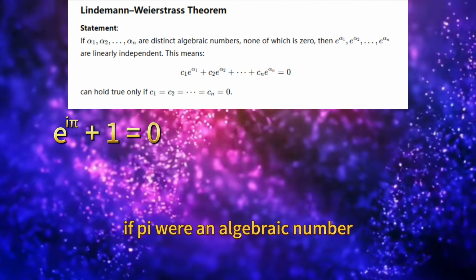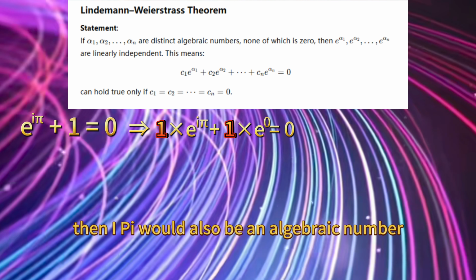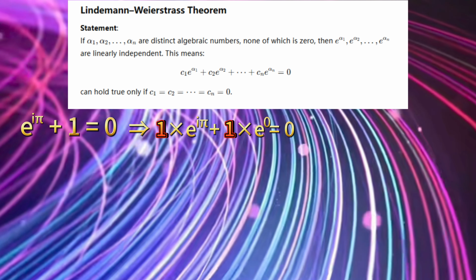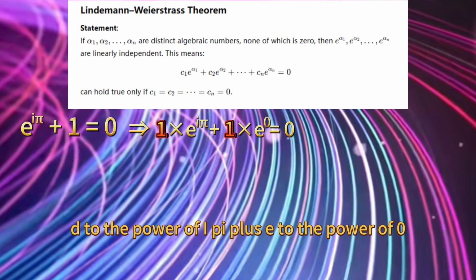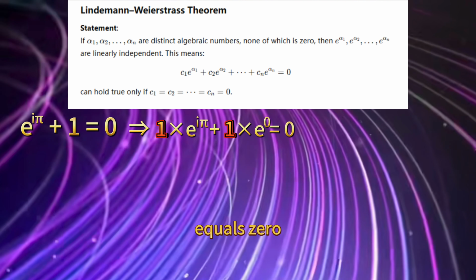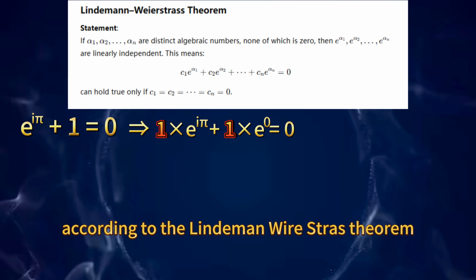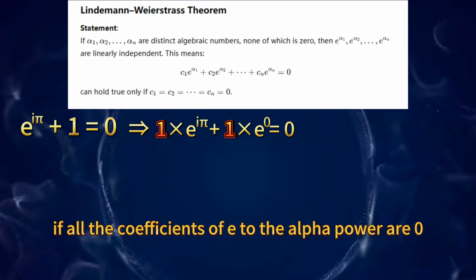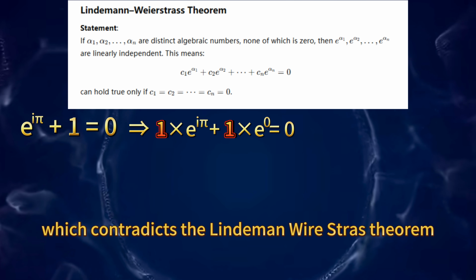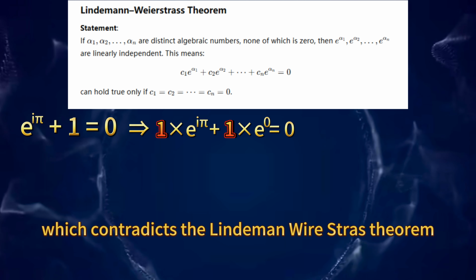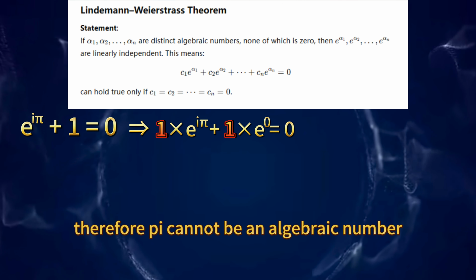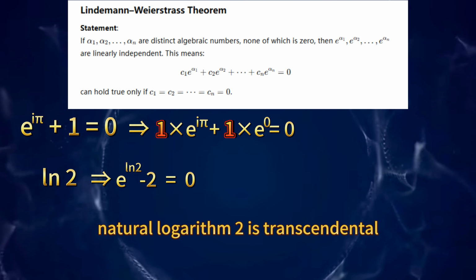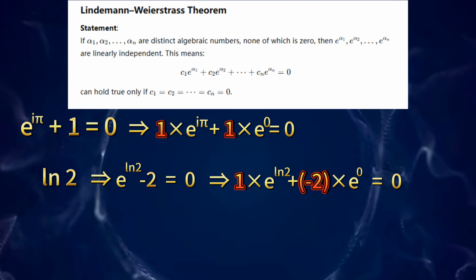If pi were an algebraic number, then i pi would also be an algebraic number. This equation can be written as e to the power of i pi plus e to the power of 0 equals 0. According to the Lindemann-Weierstrass theorem, this equation can only hold true if all the coefficients of e to the alpha power are 0, which contradicts the Lindemann-Weierstrass theorem. Therefore, pi cannot be an algebraic number. Similarly, we can prove that natural logarithm 2 is transcendental.